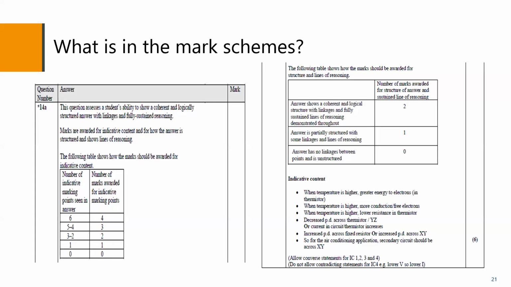Examples of suitable indicative content then are shown at the bottom of the page. So you can see those bullet points down at the bottom are examples of indicative content that can score towards the content part of their answer.